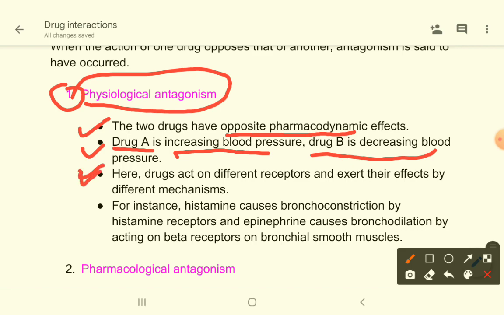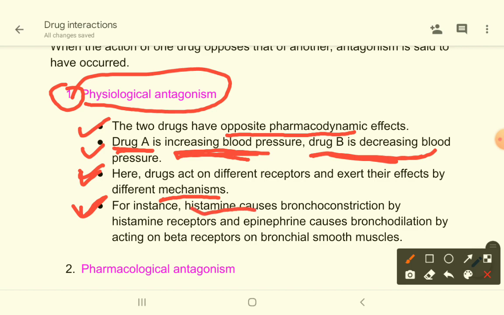Here drugs act on different receptors and exert their effects by different mechanisms. So here drug A is increasing blood pressure by acting on a different receptor, and drug B is decreasing blood pressure by acting on a different receptor. This is physiological antagonism.